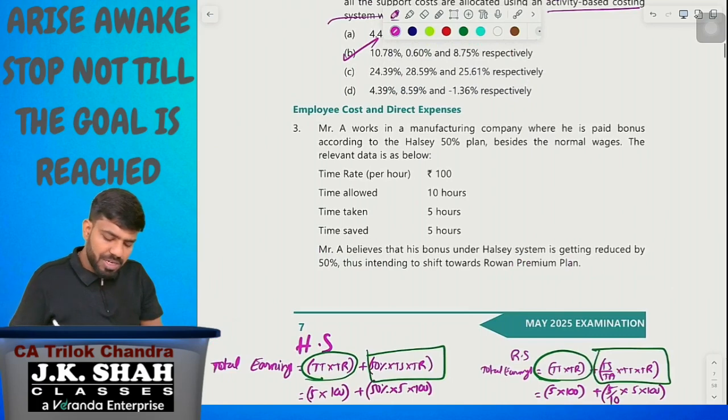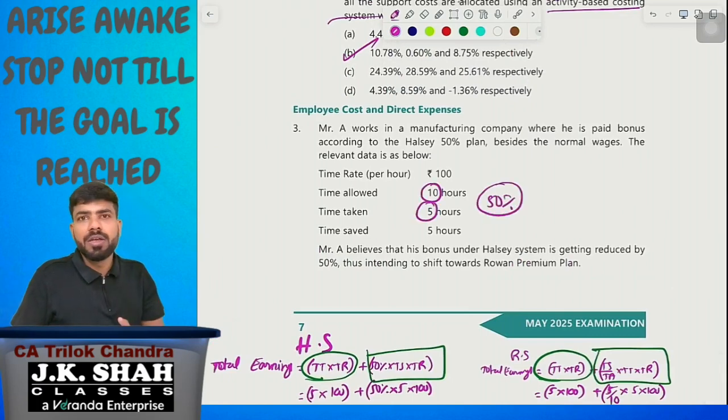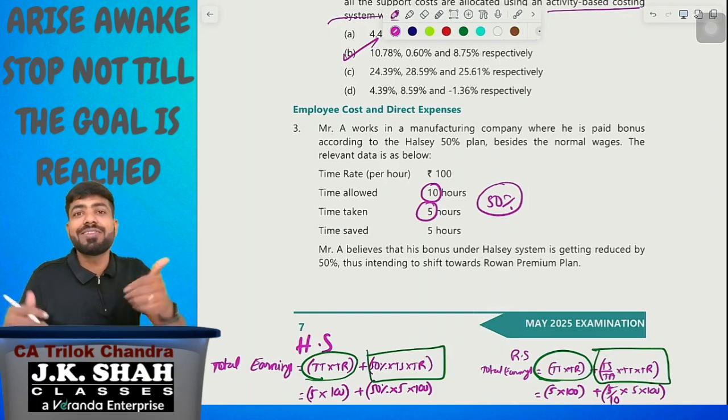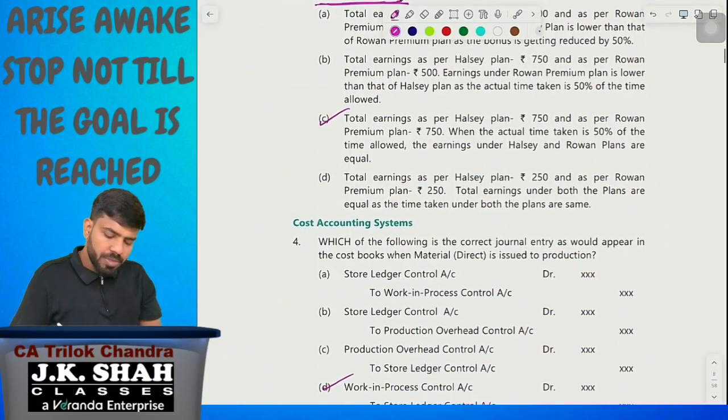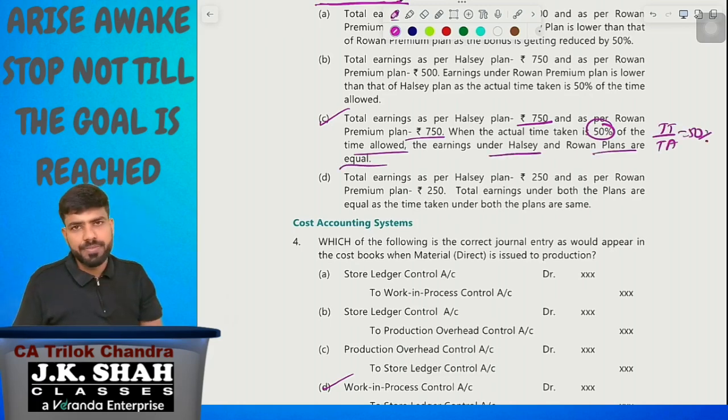Luckily, in this question, time allowed is 10 and time taken is 5, which is exactly 50%. So the bonus under Rowan and Halsey is equal, and the earnings under Rowan and Halsey are equal. Have you understood this? Now look here. Total earnings as per Halsey plan 750, total earnings as per Rowan plan 750, when the actual time taken is 50% of the time allowed. The earnings under Halsey and Rowan plans are equal.